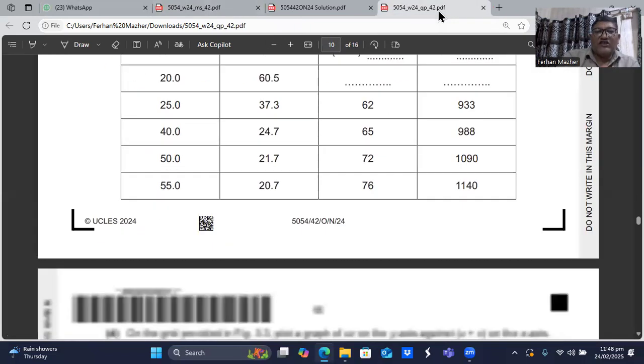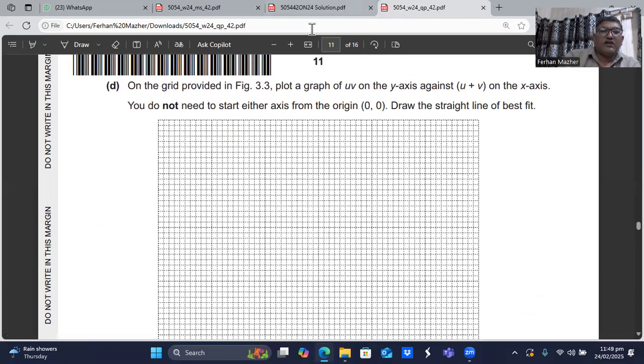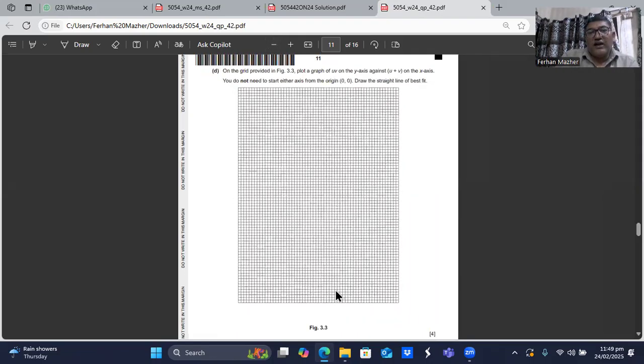Then their question is, on the grid provided in figure 3.3, plot a graph of UV on the y-axis against U plus V on the x-axis. You do not need to start either axis from the origin. Draw the straight line of best fit. So here we have a graph. So here on the y-axis, you will have UV. On the x-axis, you will have U plus V.